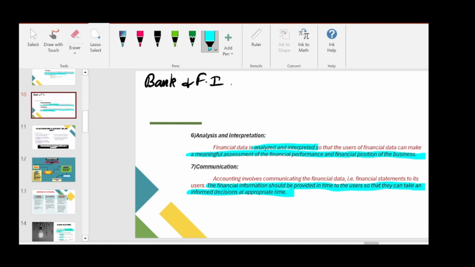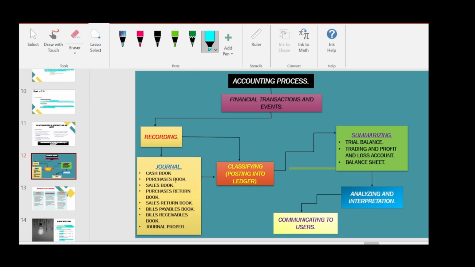I hope everything is clear, and this is the flowchart of this accounting process. First is to identify the financial transactions and events and record them in monetary value. So guys, this is what I said, the journal, and below they have given cash book, purchase book, sales book, purchase return book, sales return book, bills receivable book, bills payable book, and journal proper. All these are subsidiary books.